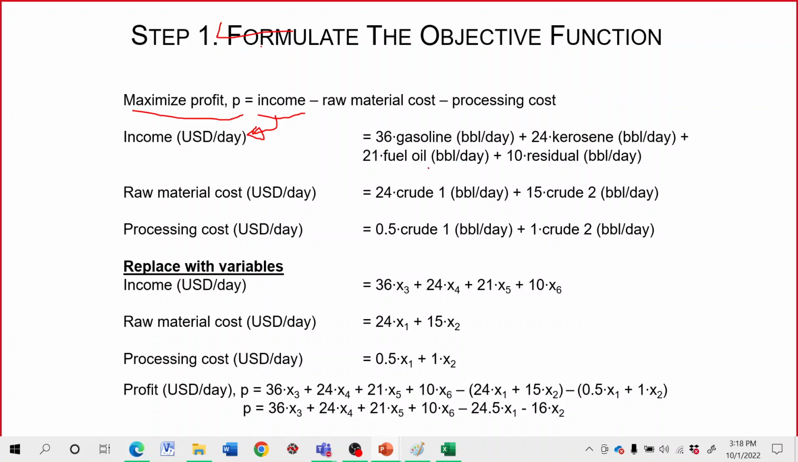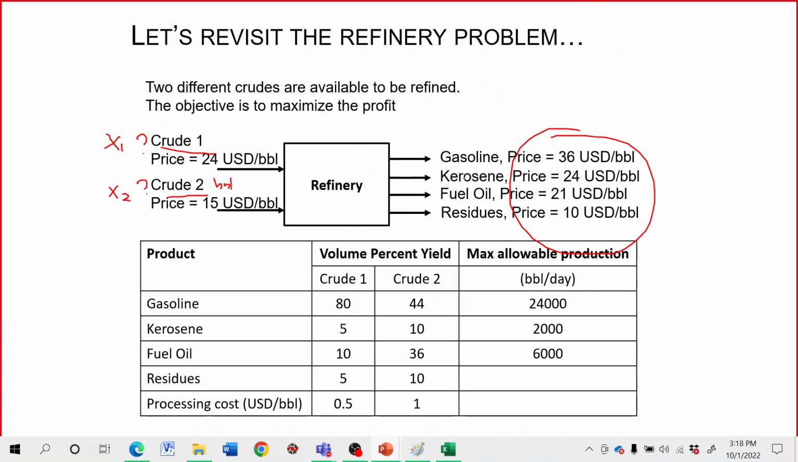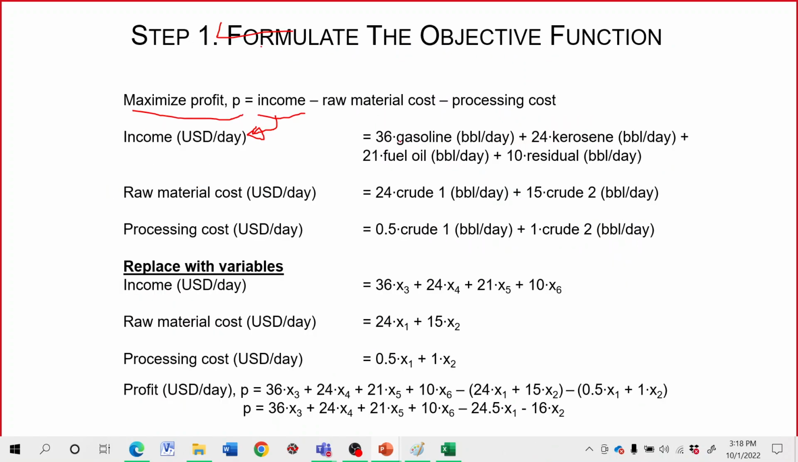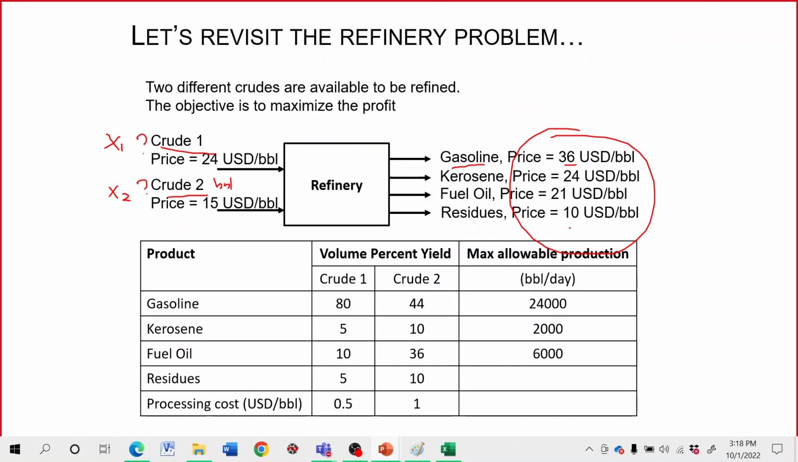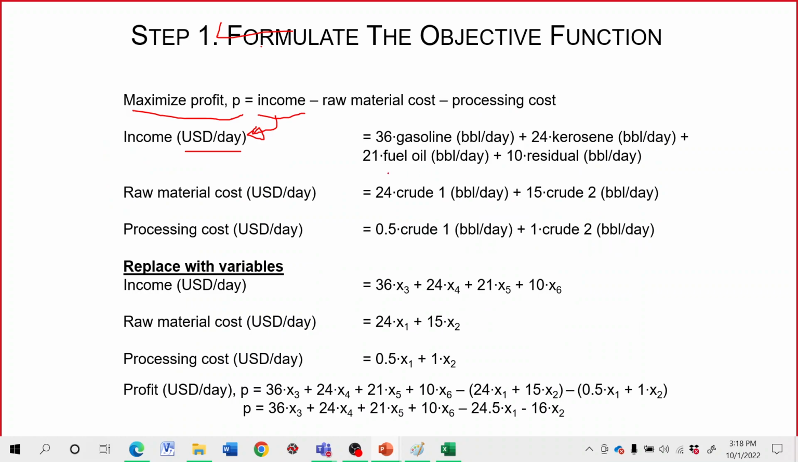So basically, we know that it's 36 dollars per barrel for gasoline. Dollar per barrel multiplied by barrel per day gives you dollar per day, which is this unit. So be careful of the units. So 36 times gasoline plus 24 times kerosene plus 21 times fuel oil plus 10 times residual. Somehow residual has a price as well. That makes the income, which is this. So this one, you're good.